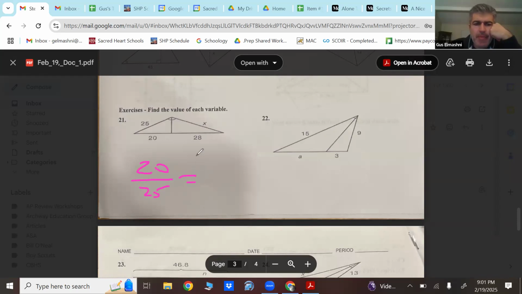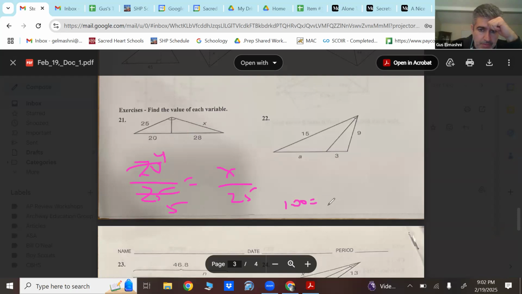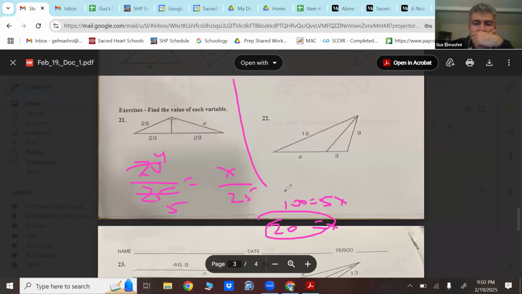I think we have to assume similarity. I mean, they should have told us these are right angles, I guess. Anyway, that's 4/5. X is 20. And you're going to see the same thing here, I think.